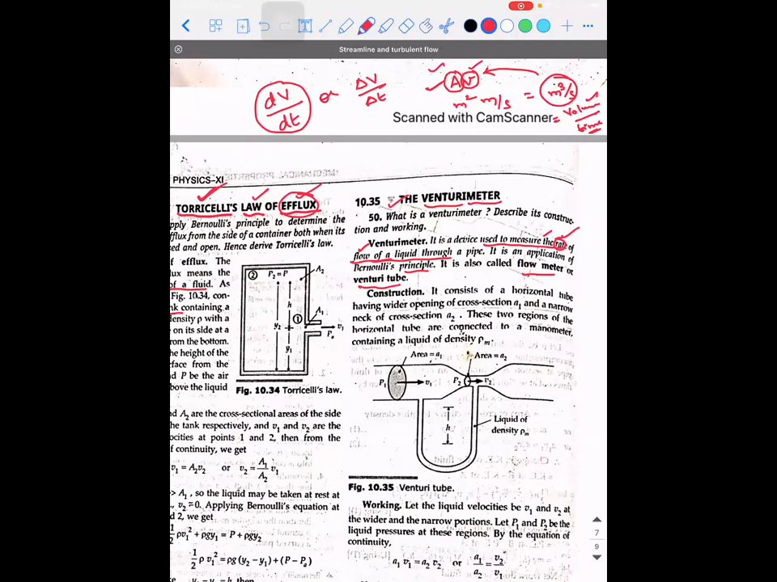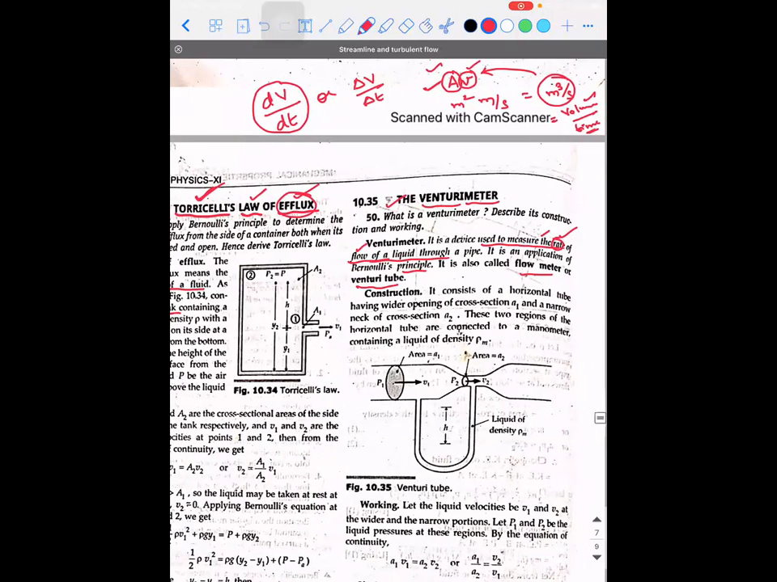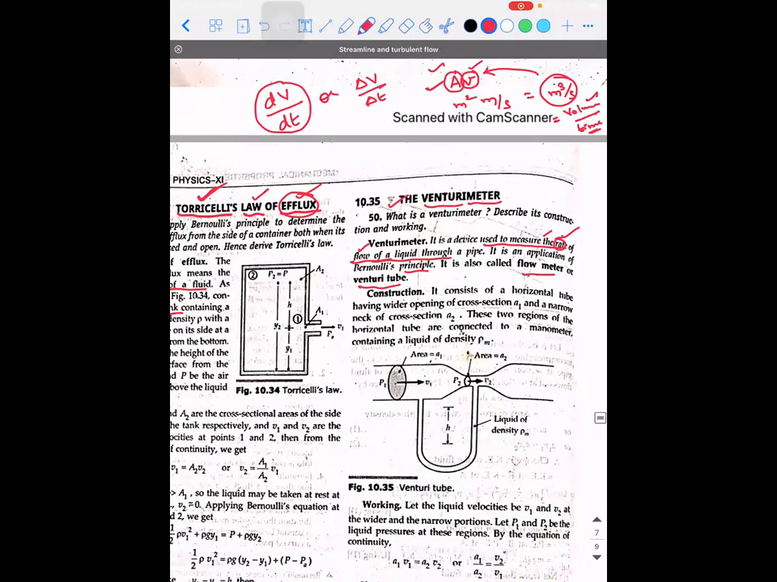So A into V gives the rate of flow of a liquid, sir. Yes. A into V is another way of looking at rate of flow. So rate of flow means, by now you should have understood, the amount of volume flowing per unit time. Shall I proceed? One minute, sir. Yeah, make a note.